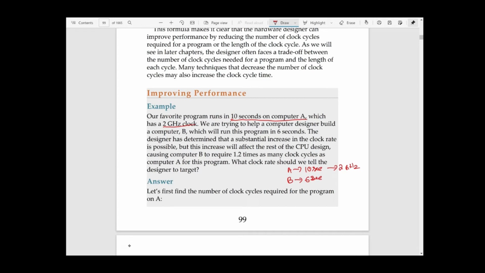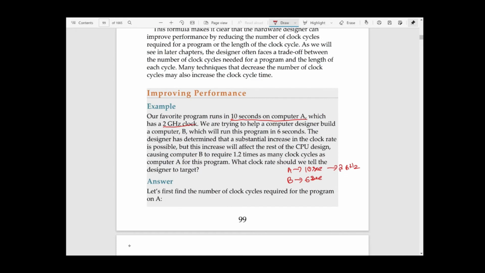Okay, so what you see is that as a manufacturer of computer B, your requirement is that I have to run the same program in 6 seconds. So I have to make all the required hardware changes such that the same program that is running in A in 10 seconds should complete here in 6 seconds. But for this you find out that, to do this, I have to increase the frequency, right?